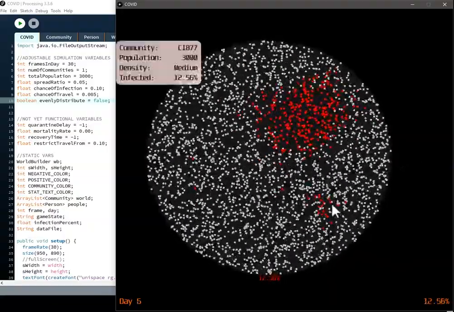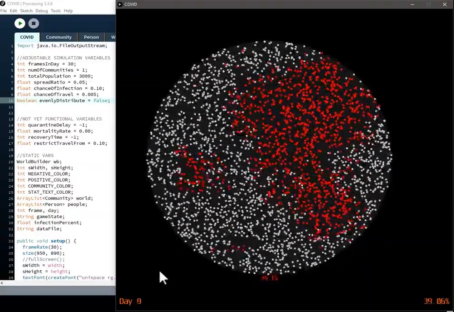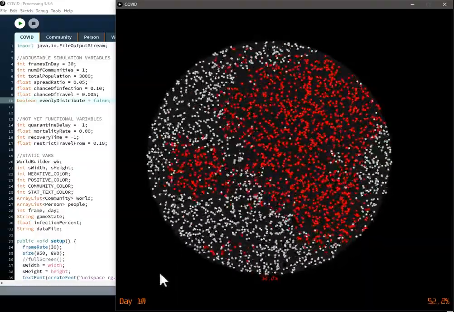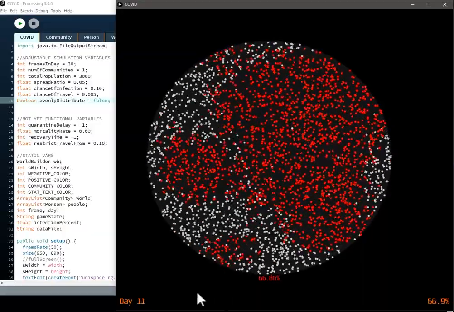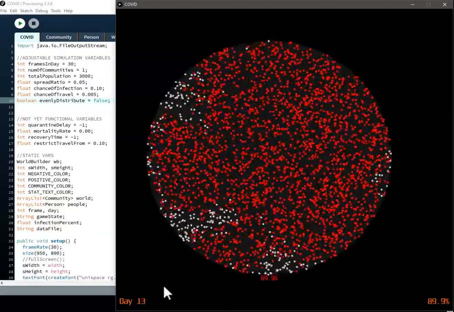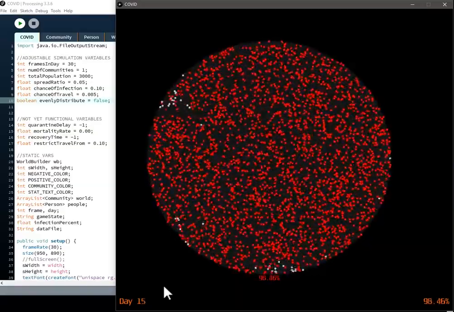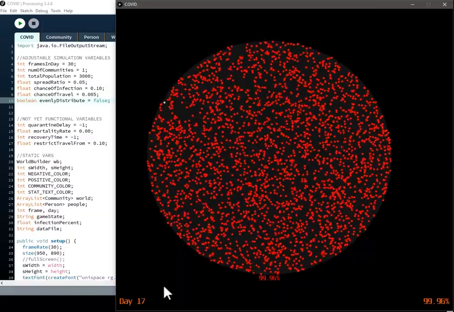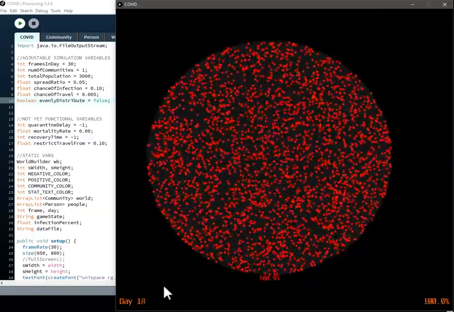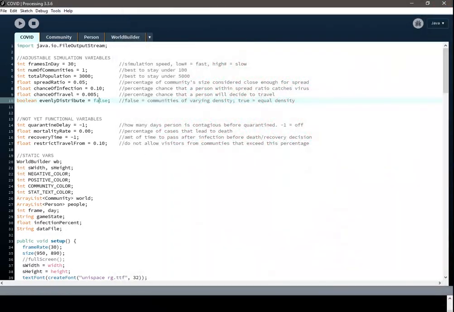We had another spread happen over here and over here because of people traveling to the other side of this community. Another one down here. So traveling most definitely does increase the spread. And there we go, only 18 days in and we reached 100%.